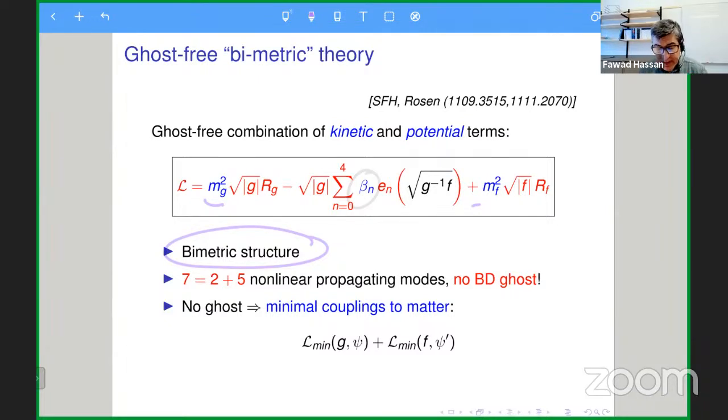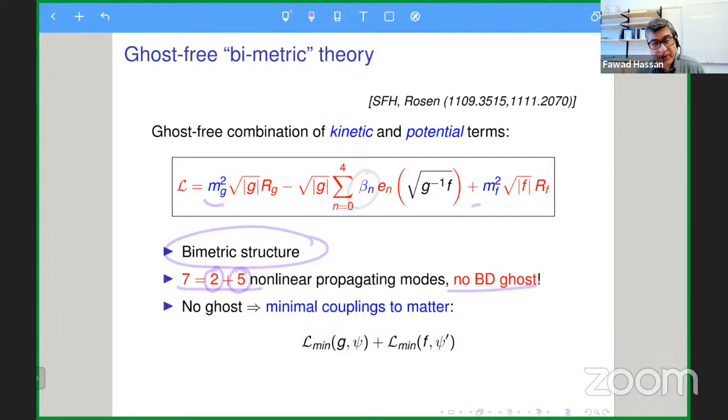If you look at this theory, then at the propagating modes that I will very briefly describe, you get 7 propagating modes. So 2 of them correspond to a massless wave, 5 of them correspond to a massive wave, and there is no Boulware-Deser ghost at the end of the analysis. So you get just the physical content that you want, nothing else. But the massless and massive modes are not just G and F, they're combinations of G and F. So the G and F mix, and then you have the massive and massless eigenstates, as I will describe later. And as I said, there is no ghost.